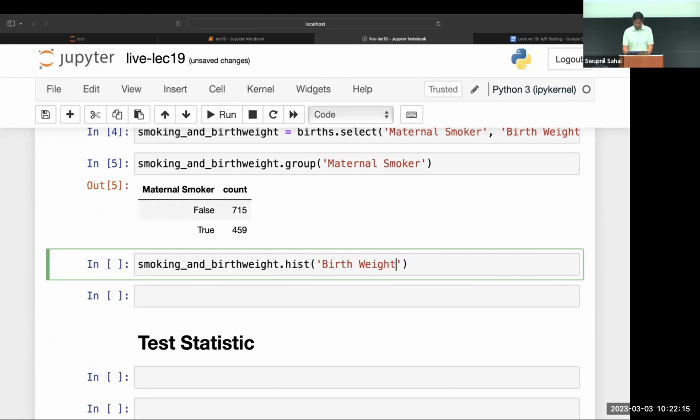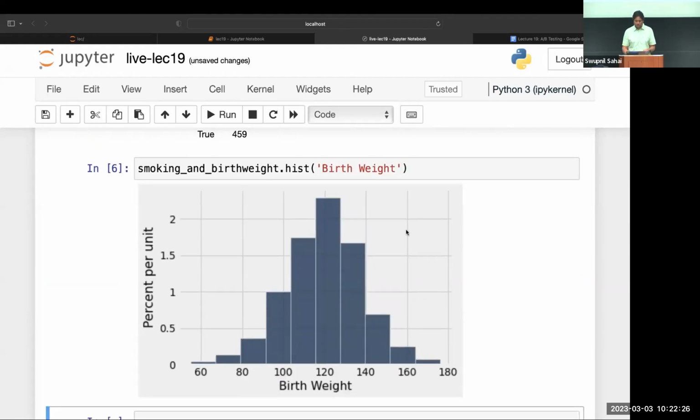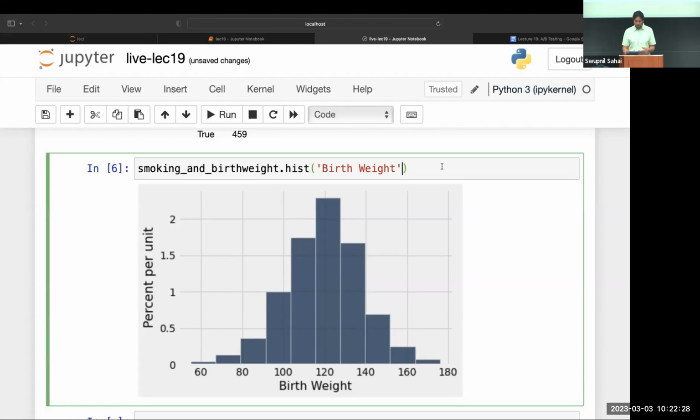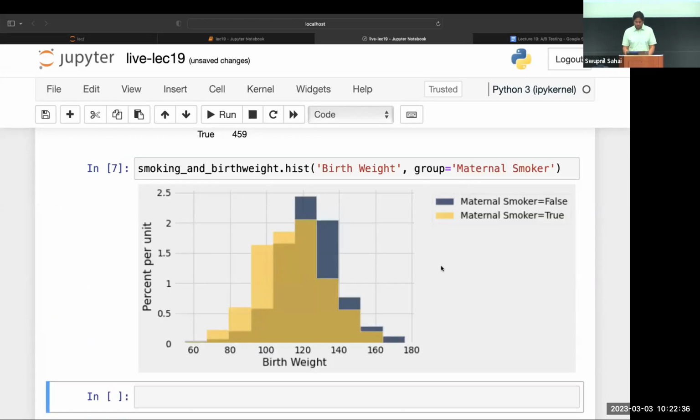So we'll do birth weight. I don't want to just look at the histogram of all the birth weights. I want to split it up by smoking and non-smoking. If I just do this on its own, it isn't very interesting. It just shows me all the birth weights. But I want to split it out by smoker and non-smoker. So we can just add a second argument, group equals maternal smoker. This will overlay two histograms on top of each other. Here we see in the gold a histogram of all the birth weights from the babies whose mom smoked. And then the blue is the babies whose moms did not smoke.